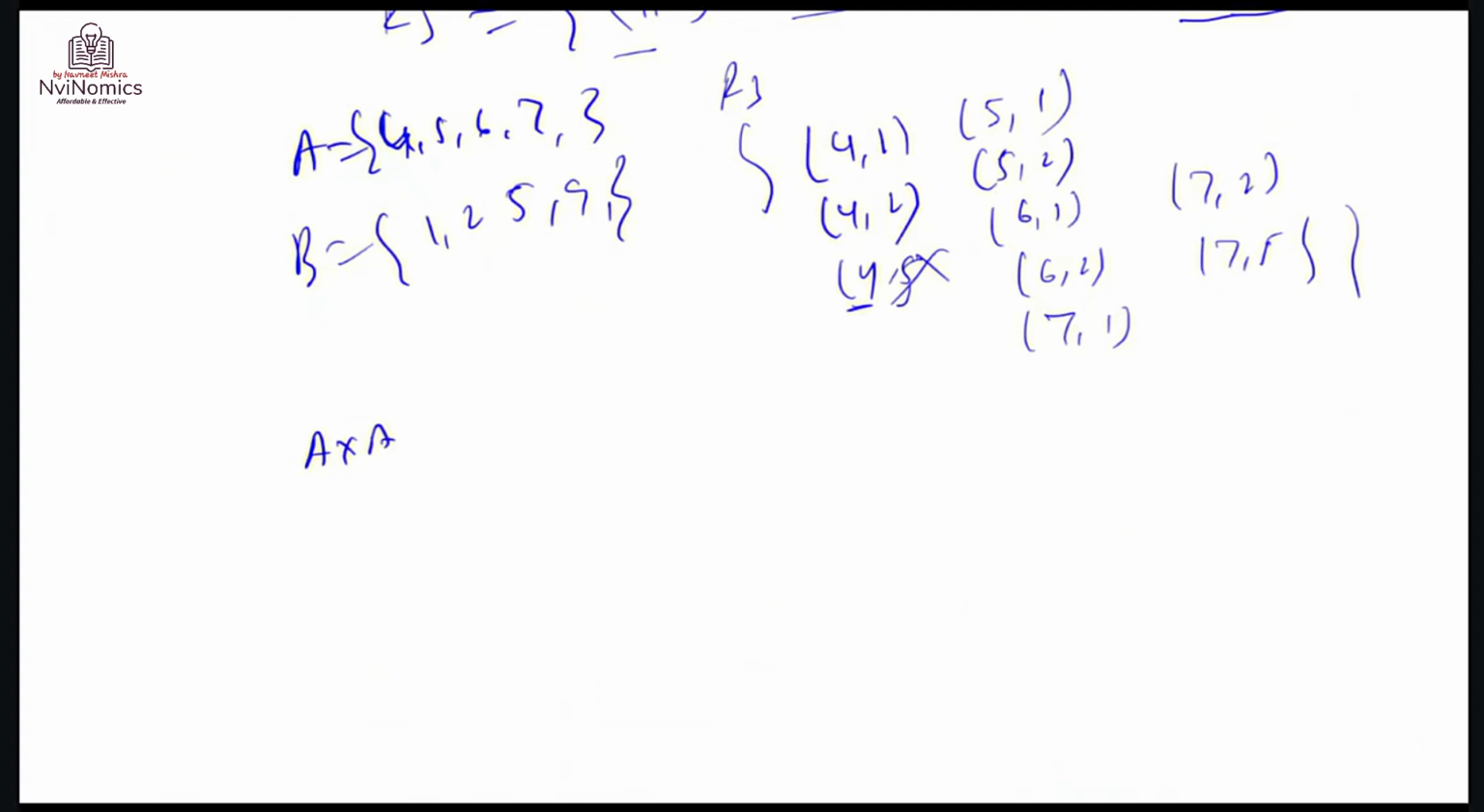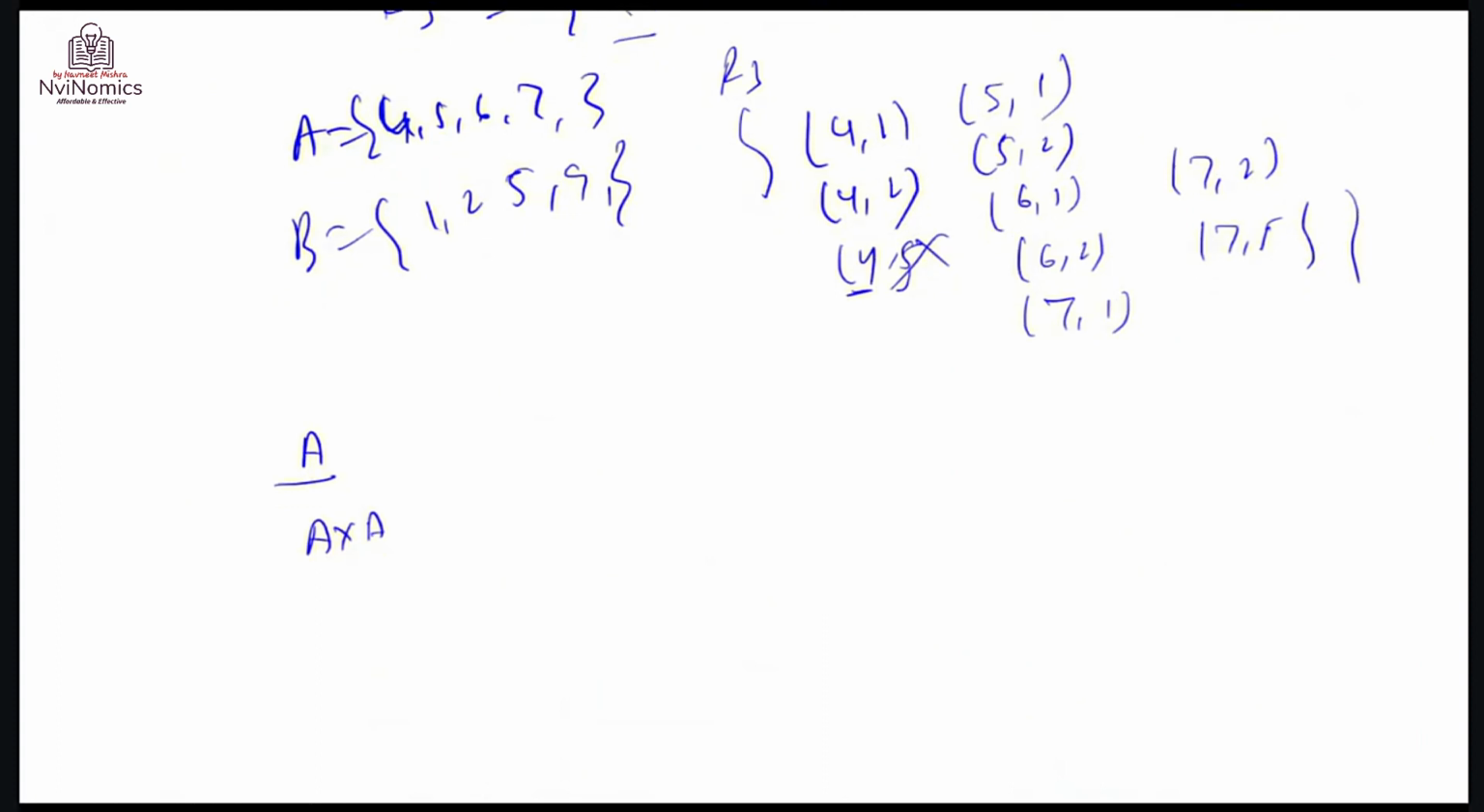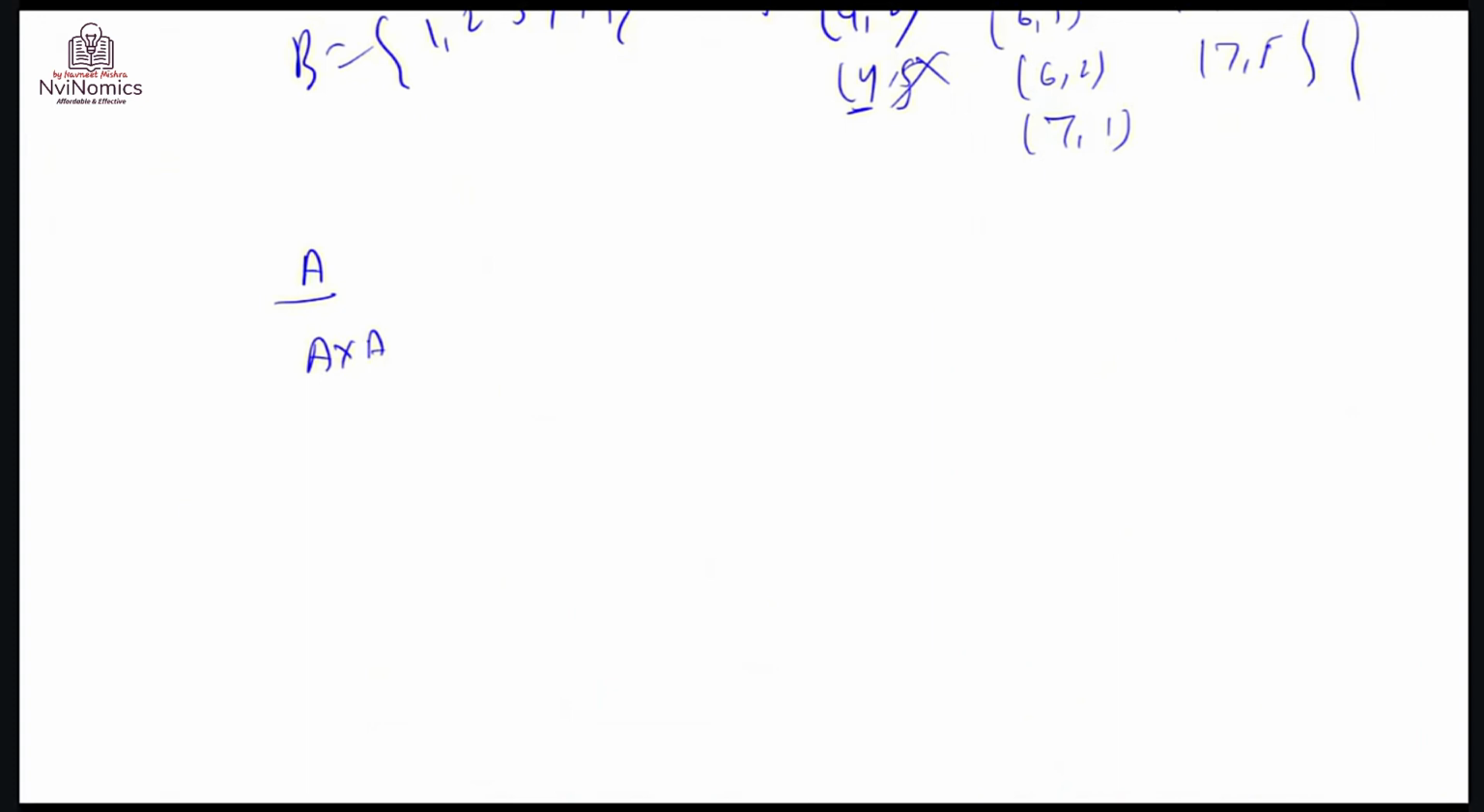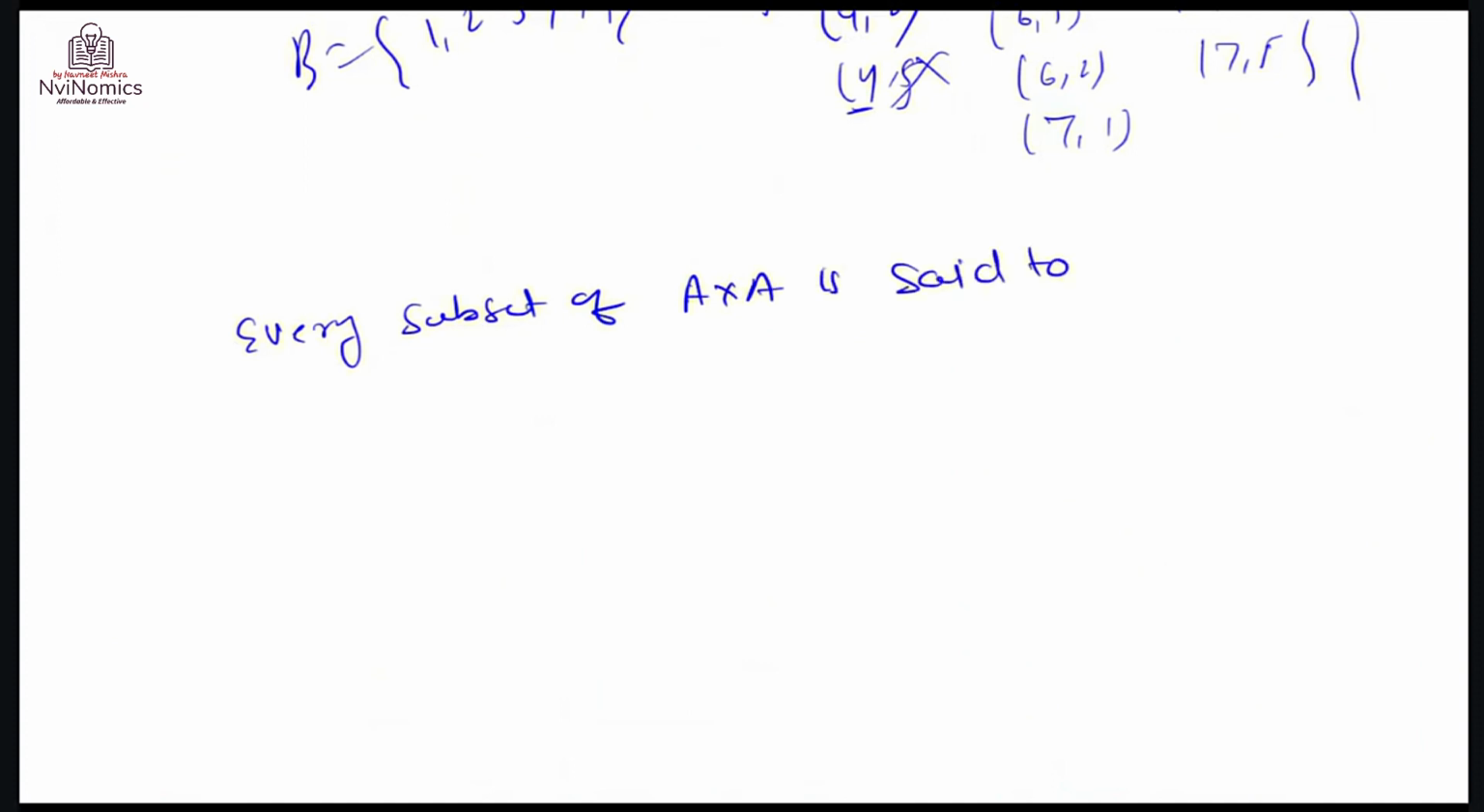So here, every subset of A cross A is said to be a relation on A. Like here we have a set A, and we are going to define A cross A, so this is said to be a relation on A. Every subset of A cross A, let me write down, every subset of A cross A is said to be a relation on A.